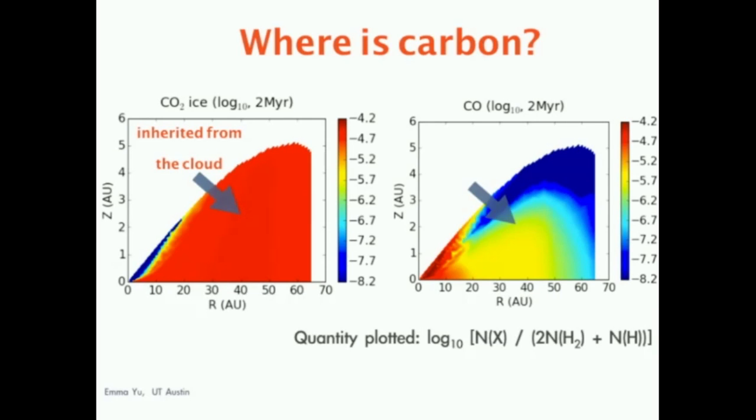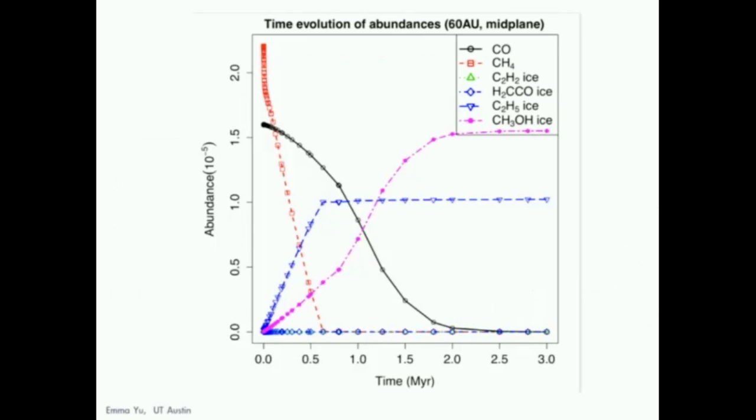However, CO is depleted beyond 20 AU from the central star, and turns out the disk is hot enough for CO to stay in the gas phase the whole time, so that's not due to freeze out. We asked the question, what happens? So if you look at one particular point, in this case 60 AU on the midplane, the black line here is showing the time evolution of the abundance of CO. It drops at a million-year time scale. Same for methane. And instead, the abundance of organic molecules increased, and they pretty much plateaued after 2 million years of evolution.